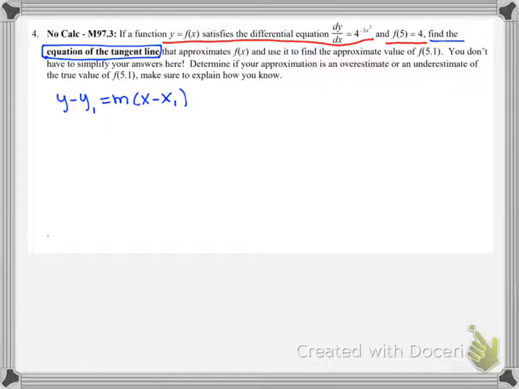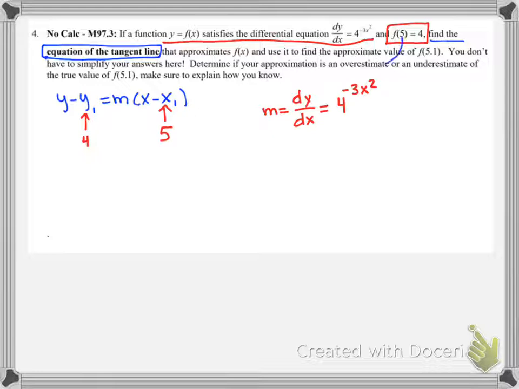And so you need an x, which is 5 from our initial condition, and you need a y that is 4, and you also need a slope. But slope, by definition, is the derivative, and the derivative is dy/dx. So we're really given our slope as 4 to the negative 3x squared.